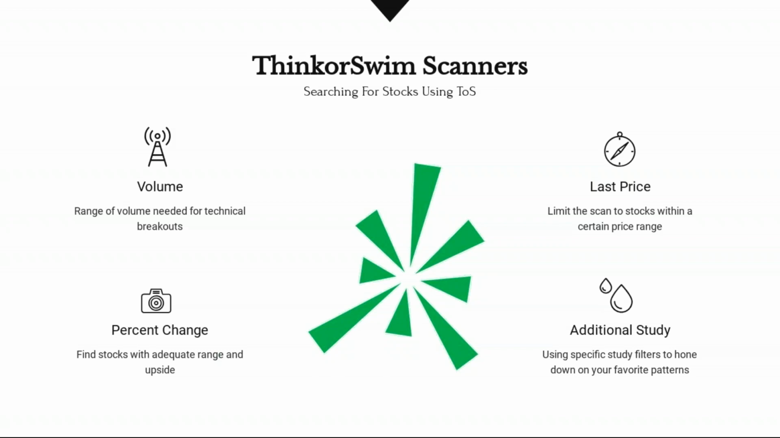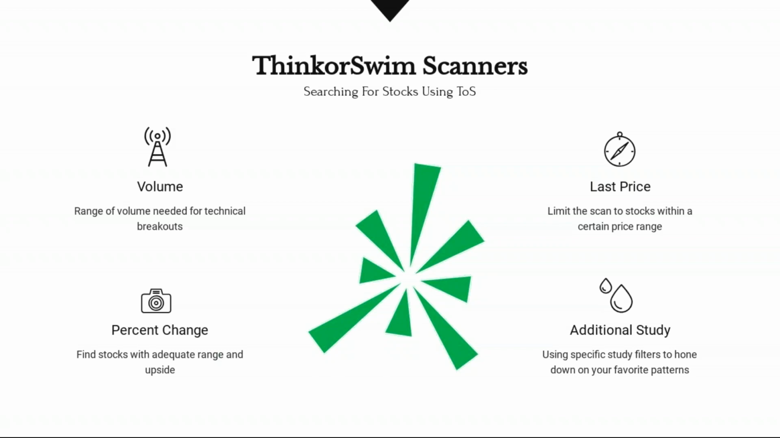The last is price, that you need to limit scans to stocks within a certain price range, and that's again built on preference. But if you are somebody who wants to trade only large cap stocks, you wouldn't have your ThinkOrSwim scanner looking for a 50-cent stock, and so you need to have a range limit that scans for stocks within that price range. And again, we'll go through that later on in the video on how to look for those types of ranges.